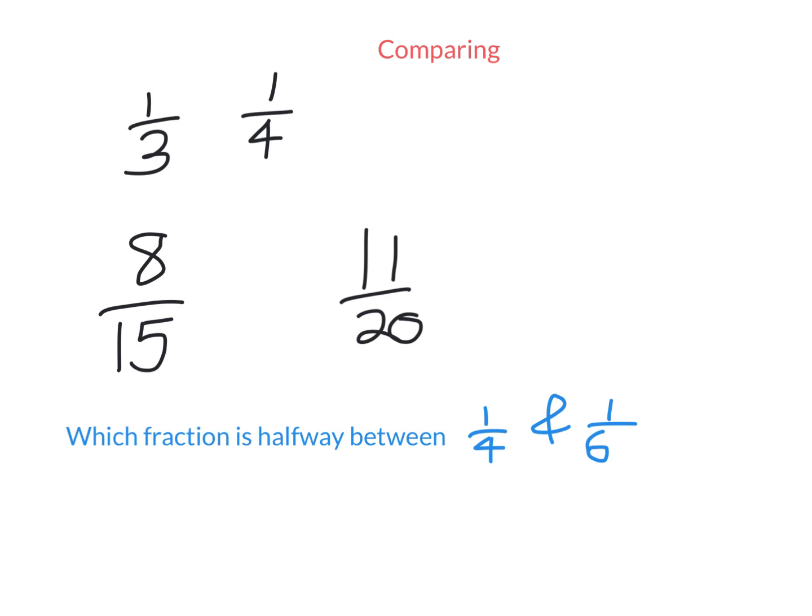So 1/3 is larger. Remember when we're finding the right symbol, crocodile eats the larger number. We think of this as a crocodile's mouth, and it wants to eat the larger number. 1/3 is greater than 1/4. Comparing fractions like 8 over 15 and 11 over 20 is tough because they have a different numerator and a different denominator. How can we compare them easily?